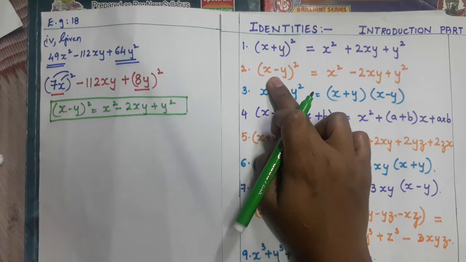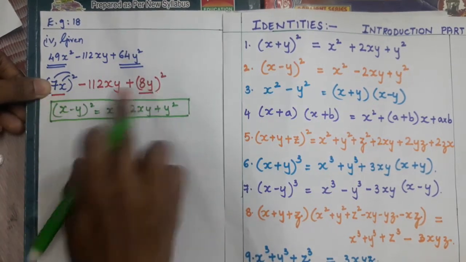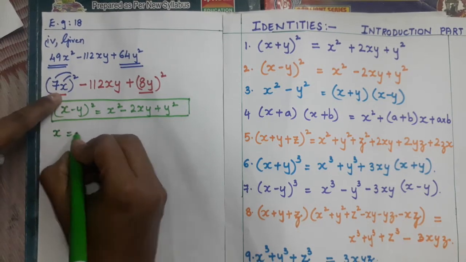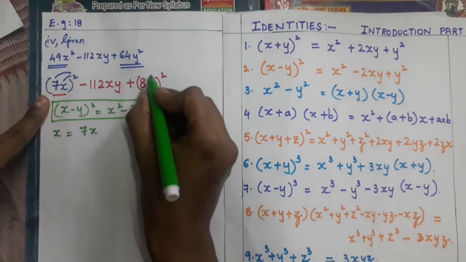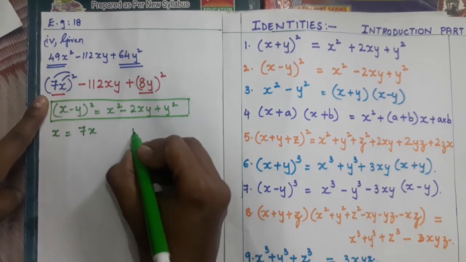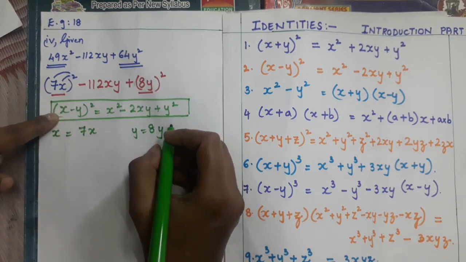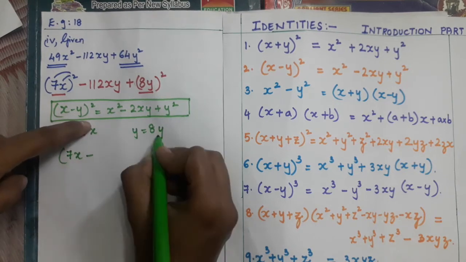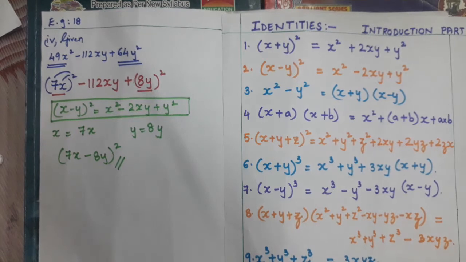Now they have given this complete part here, and we have to convert it into this form. First, what is x? X is nothing but 7x. This complete is x, and this complete is y. So what is y? Y is equal to 8y. We have to convert only into this form. X is what? 7x, minus y is what? 8y, whole square. That's it.